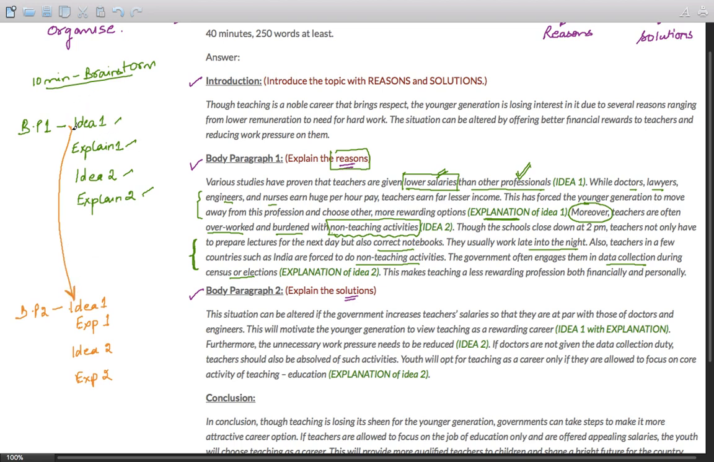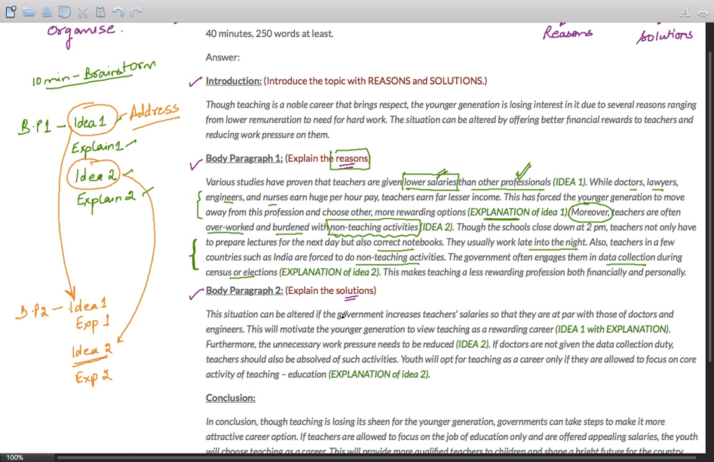These are the reasons why youngsters are not opting for teaching profession, and what can be the solution. Address this reason, and that is the solution. Address this and you will get a solution. Similarly, idea 2 is basically over here. It is the problem, it's the reason, and this is the solution. So they should basically conform over here. This is what exactly I've done.